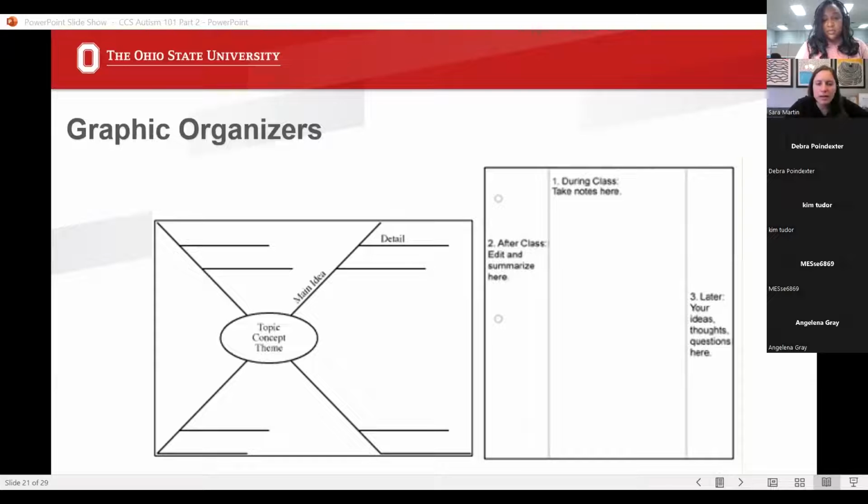And on the right is an organizer for taking notes during class. A lot of times students on the spectrum really struggle with taking notes and also understanding what they're supposed to get out of these notes. So this will help them also review the notes and expand on their understanding. Again, these are supports that really all students can benefit from using, but they're definitely particularly helpful for students on the autism spectrum.